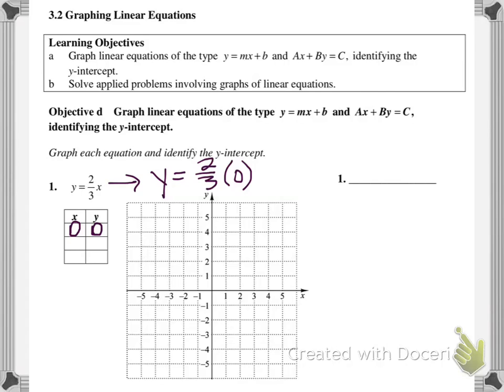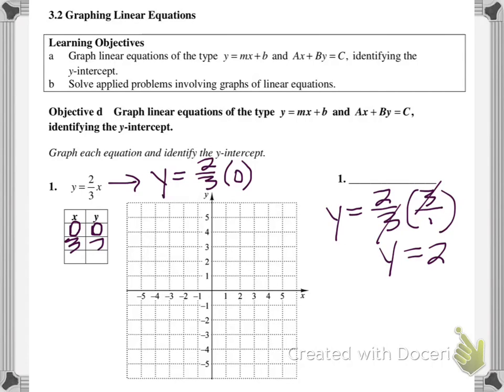Now, because we're dealing with a fraction, and I know I'm going to have to multiply, 0 is easy, but you want to think of numbers that you can plug in that work nicely with a 3 in the denominator, or can be divisible by 3. So the obvious choice would be 3. If I plug in 3, y equals 2/3 times 3, and I'm going to write it as 3 over 1. My 3's cancel, and y equals 2. So when I plug in 3, I get 2.